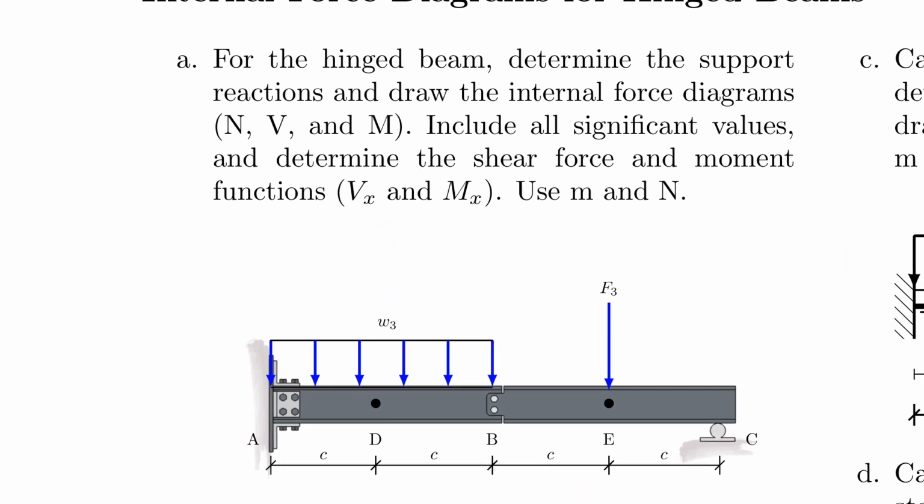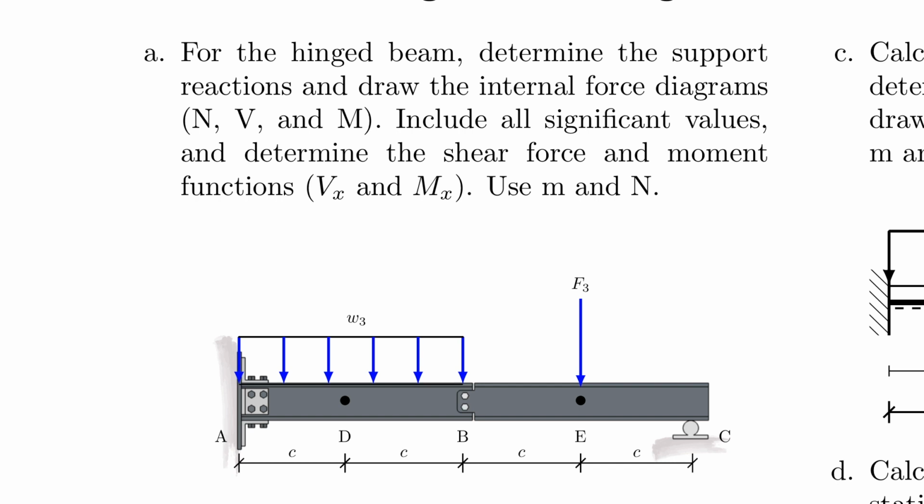So the first problem is a hinged beam, and the hinge here is located at B. This is what you would replace with the circle. You have a cantilever support on the left, or a fixed support on the left, and then a roller on the right. So once you draw the free body diagram for this one, this should really be a walk in the park according to what we just talked about in the lecture.